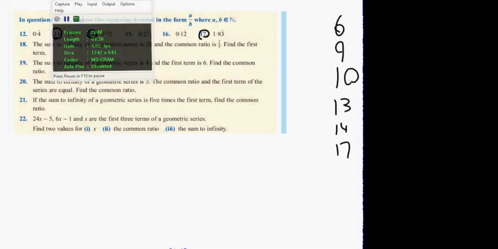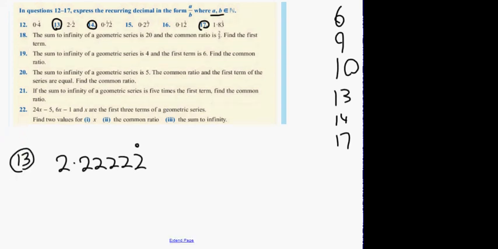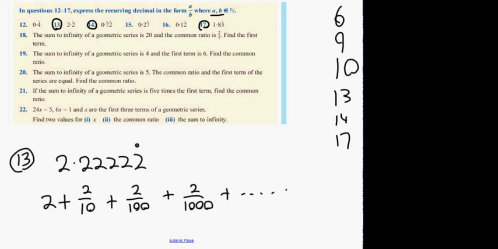Okay, in the next question, in questions 12 to 17, express the recurrent decimal in the form a over b, where a, b is an element of the natural numbers. So what we can see here is that it's 2.22222 with a dot on it. It's just going to go on for 2 forever, okay? So what we're going to do is rewrite this as a series. So it's going to be 2 plus 2 over 10 plus 2 over 100 plus 2 over 1000 and all the way on till infinity.